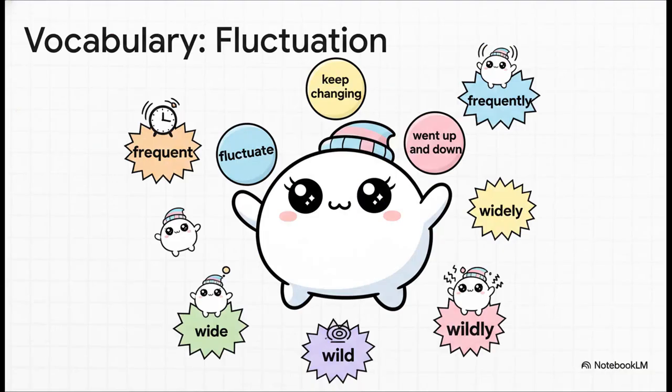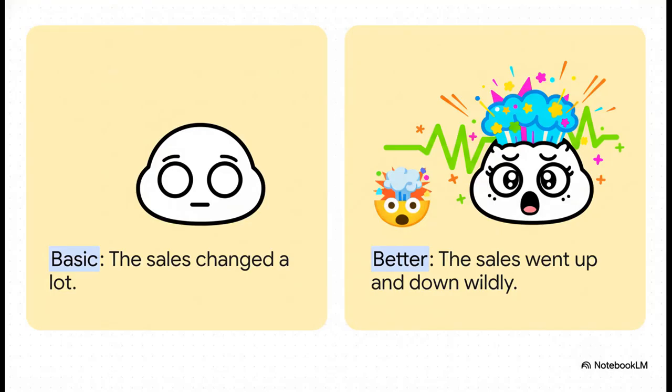The word fluctuate is going to be your best friend here. But you know what? The real power comes from the qualifiers. Did the sales fluctuate widely or wildly? Did they change frequently? These words are what bring the story of that volatility to life. The difference here is night and day. The sales changed a lot is such an empty statement. But the sales went up and down wildly. Now you can almost see that jagged line bouncing all over the graph, can't you? That adverb, wildly, paints a super vivid mental image.